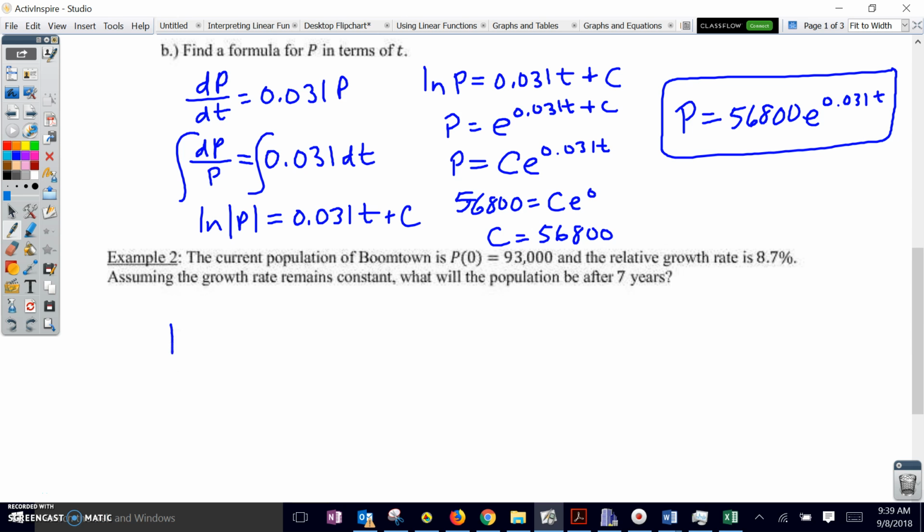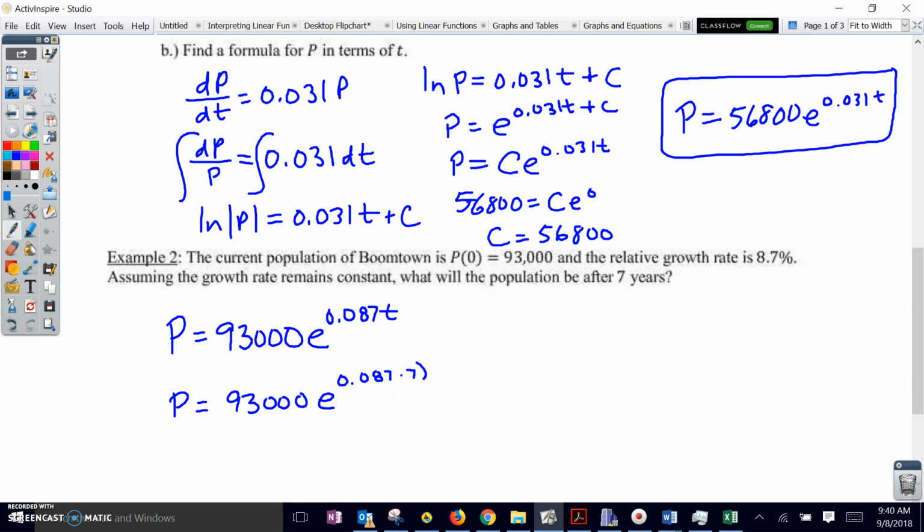So my model is going to be population is equal to initial population times e to the relative growth rate times t. And now we're asked in this example what the population is going to be after 7 years. And so I'm just going to go ahead and substitute 7 in here for t and go ahead and calculate.